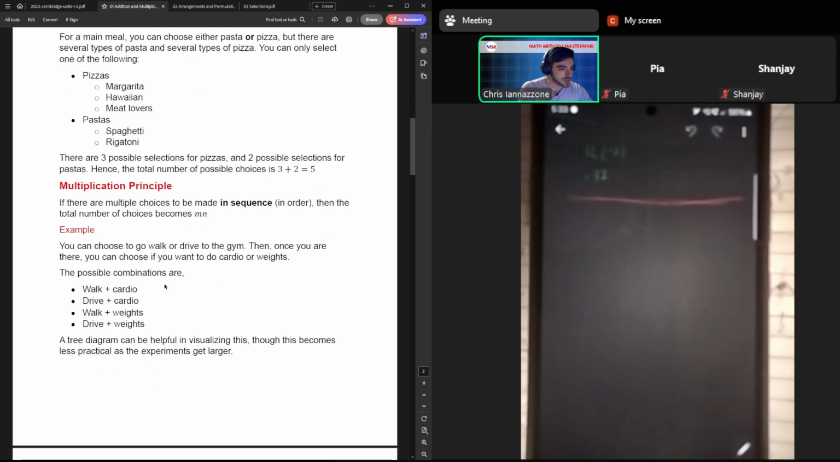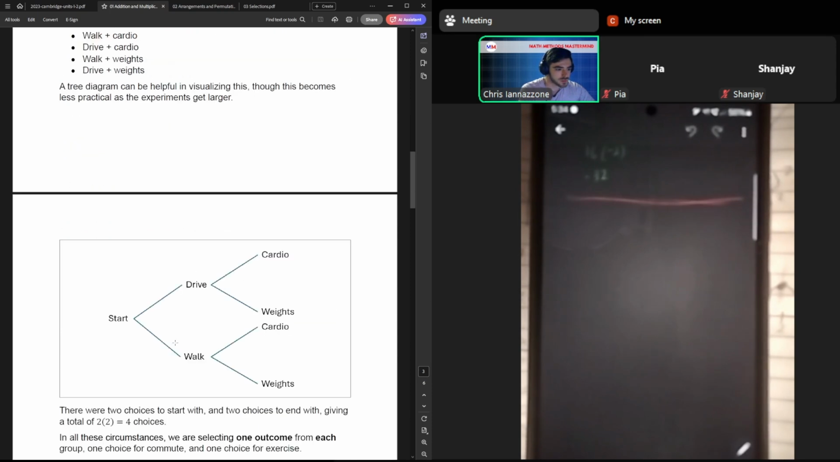The other example I gave was, let's say you could choose to either walk or drive when you're going towards the gym. And then once you're there, you can choose to do either cardio or weights. These are things done in sequence. You start by choosing your commute to the gym, and then you decide what exercise you want to do. Now, this is a very small sample size of possibilities, so you could literally just count out all those possibilities: walk cardio, walk weights, drive weights. Or you could just do your m times n. So there's 2 possible choices for commute, and then there's 2 possible choices for exercise. That's multiplication principle.